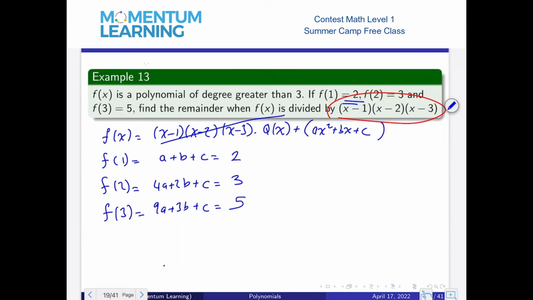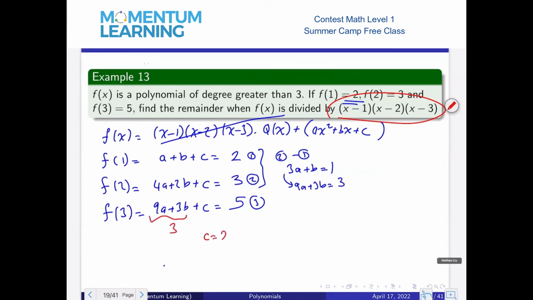So we have 3 equations, 3 unknowns, which we can solve, right? So let's say this is equation 1, equation 2, and equation 3. If we do 2 minus 1, then we get that 3a plus b is equal to 1. Now, most students do one more subtraction and try to plug it in. But notice that if 3a plus b is 1, in here I have 9a plus 3b, right? If I multiply this one by 3, I get that 9a plus 3b is equal to 3. So then I plug it in here. So that means c is equal to 2.